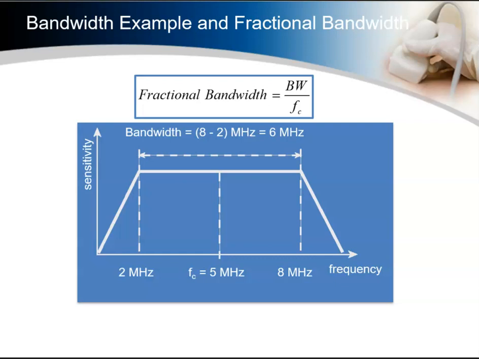In this case, we're saying that our center frequency is 5 megahertz, our upper sensitivity frequency is 8 megahertz, our lower is 2 megahertz. So in this situation, on this slide, our bandwidth is 6 megahertz. If you take 6 megahertz and divide it by 5 megahertz, you will have the fractional bandwidth.